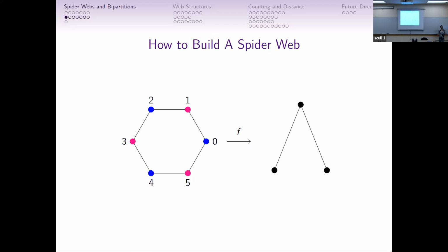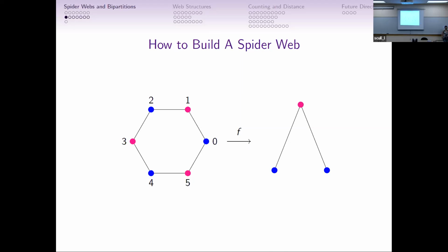So let's look at how we build a spider web between two graphs that are not identical. What I'm going to do here, I'm going to take all of the pink vertices from my bipartite circle graph, and I'm going to map them into the center of this bipartite star graph. And that means I'm going to distribute the blue vertices between the two outer edges.